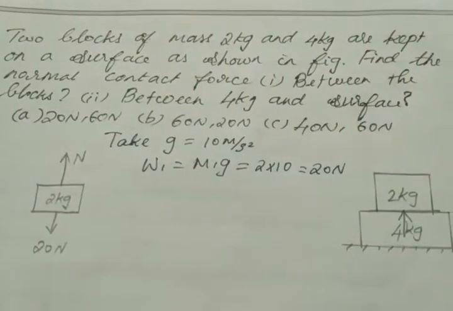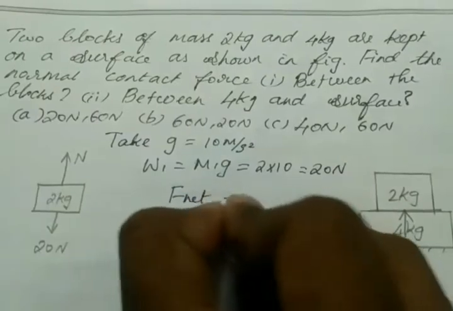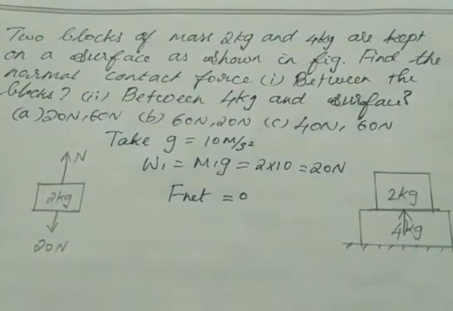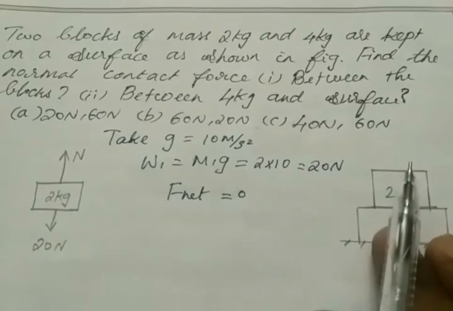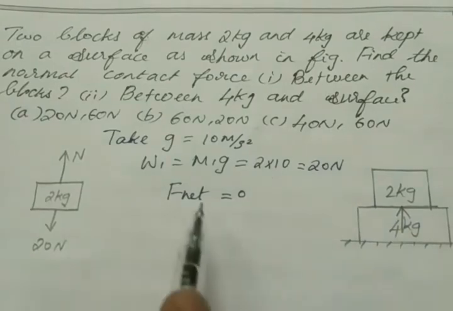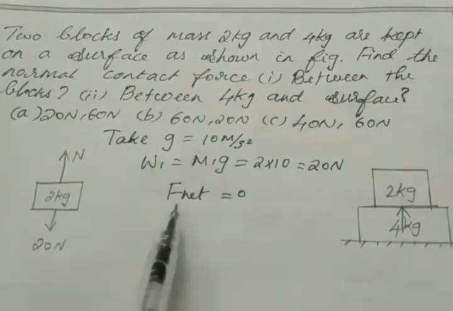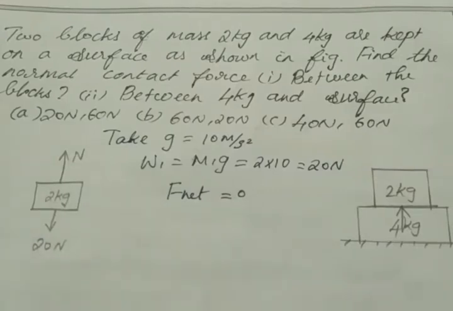If an object is at rest, then what is the net force acting on that object? Nothing but 0, right? So we take F net equal to 0. Why? Because no force is acting on this object to displace it, so there must be no net force acting on the object. Clear? Here, what is meant by F net? F net means the total force acting on the object.